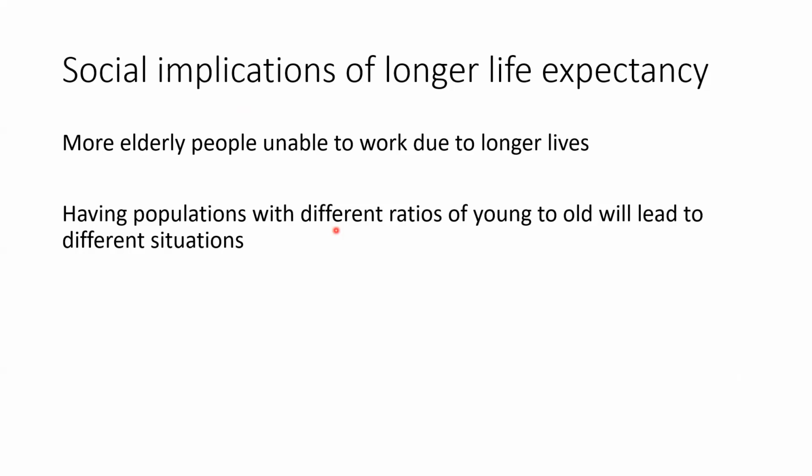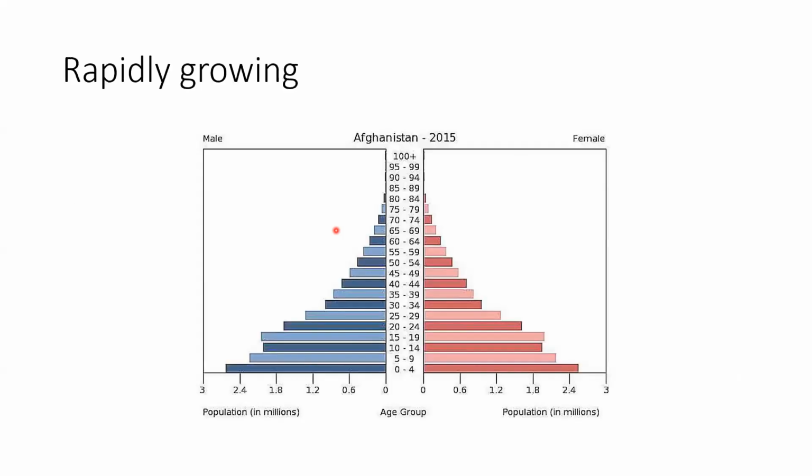And it's also going to lead to different situations in terms of the population growth going forward if we've got a larger proportion of elderly people. So if we look at this graph here, this is for Afghanistan a few years back. What we're showing is, on the left, the population of males, on the right, the population of females, and then we've got it broken down by age, starting with 0 to 4 at the bottom, all the way to 100 plus at the very top.